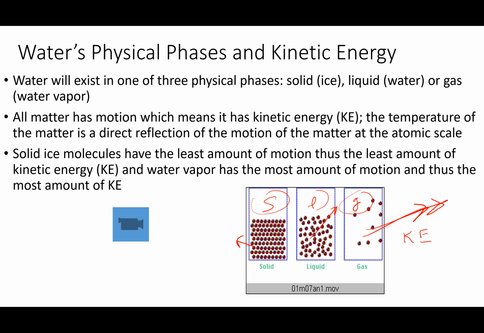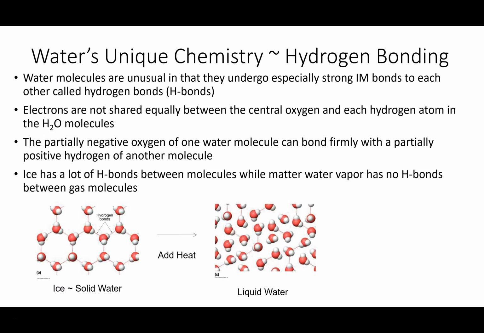So let's see if I have this on here. The other thing is, well, yeah, it's coming up. So water actually has what we call intermolecular bonds. These special types of intermolecular bonding are called hydrogen bonds.